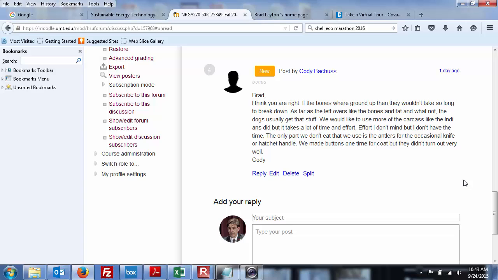We would like to use more of the carcass like Indians did, but it takes a lot of time and effort. Effort I don't mind, but I don't have the time. The only part we don't eat that we use are the antlers, occasionally for a knife or hatchet handle. We made buttons, which turned out pretty well. I've got a friend who made some leather from a hide. There are so many different parts of the animal, and my own philosophy here would be to preserve it in some way, so that at some time someone comes along and says, hey, I'll process that and turn it into something.